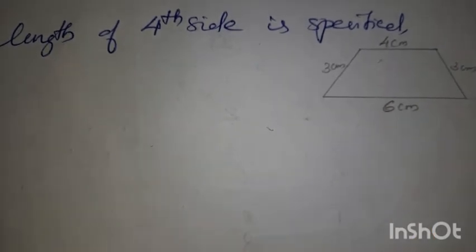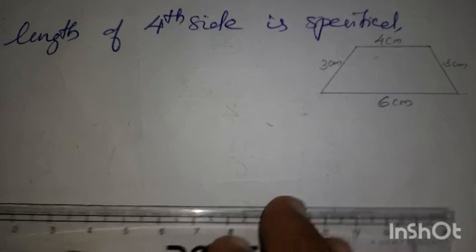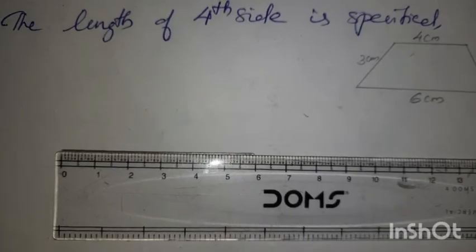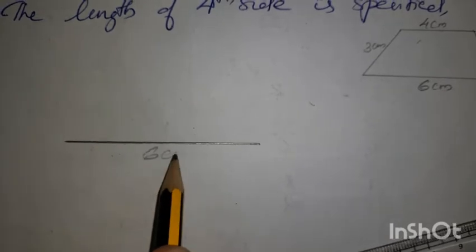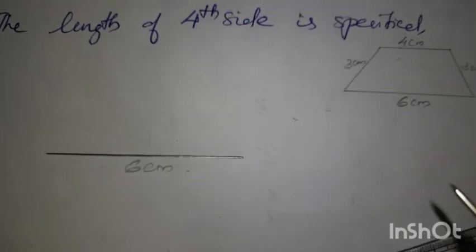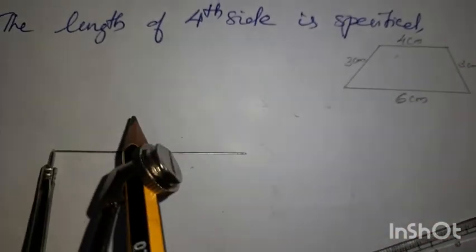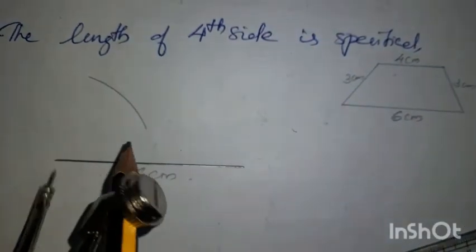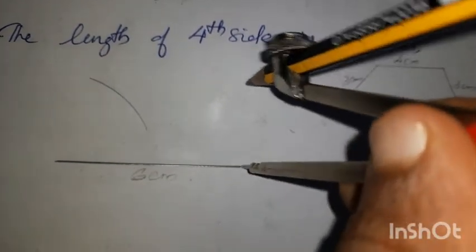So first of all, you have to draw a 6 centimeter line first. 6 centimeter. Then from both the ends, take 3 centimeter. In your compass, mark 3 centimeter and draw an arc. From both the ends, you have to draw it.